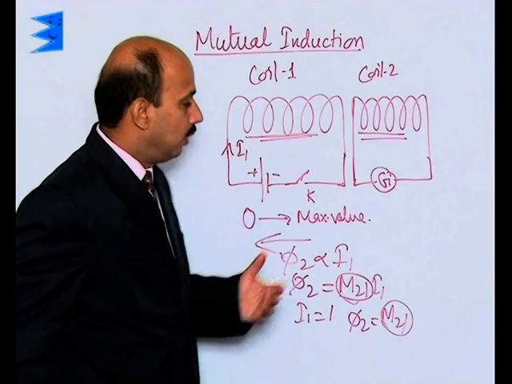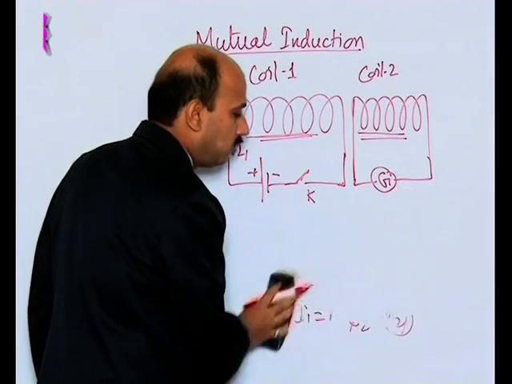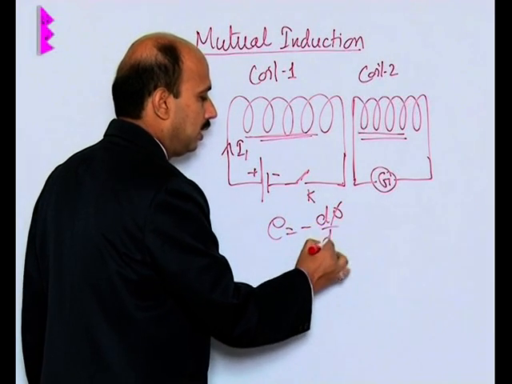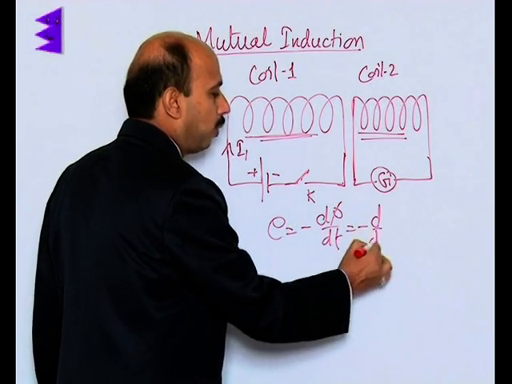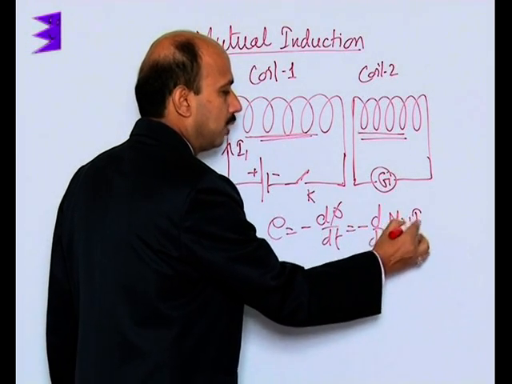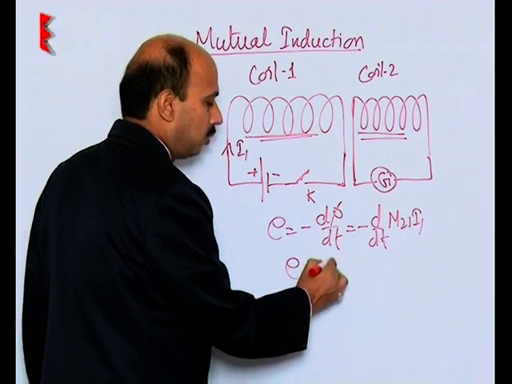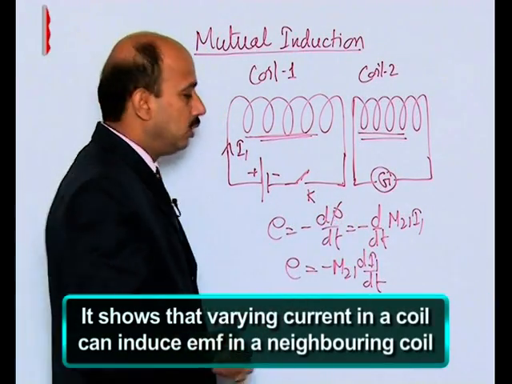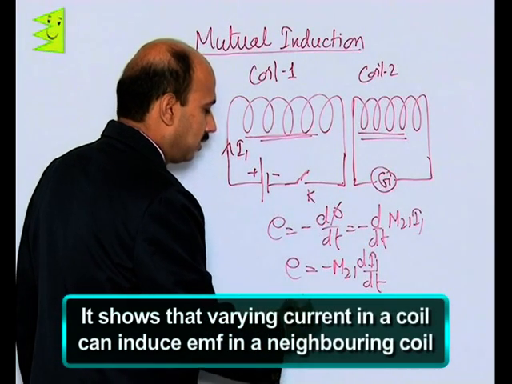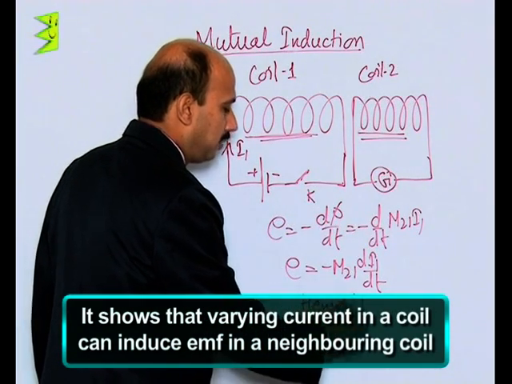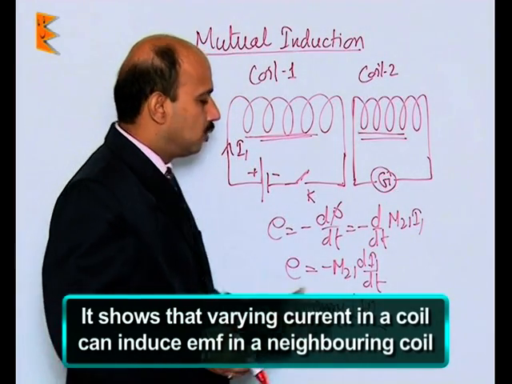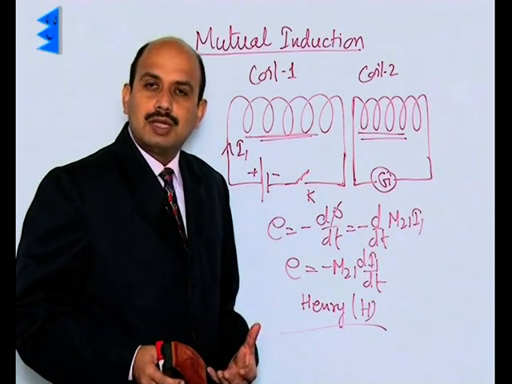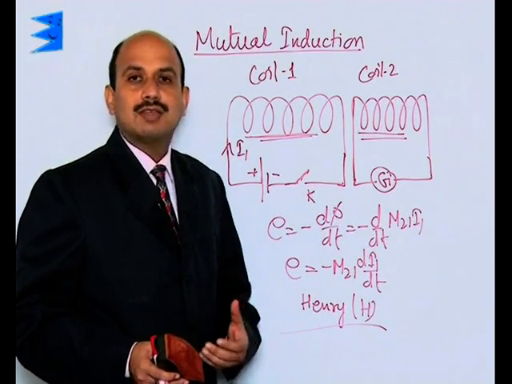Now, we can also calculate the induced EMF. Induced EMF can be calculated as E is equal to minus d phi upon dt. So, we can write minus d upon dt of M21 I1. So, E is equal to minus M21 dI1 upon dt, and the unit of mutual inductance is Henry, represented by H. The unit of mutual inductance and self inductance is the same, that is Henry. Now, we will be calculating the mutual inductance of two coaxial long solenoids.